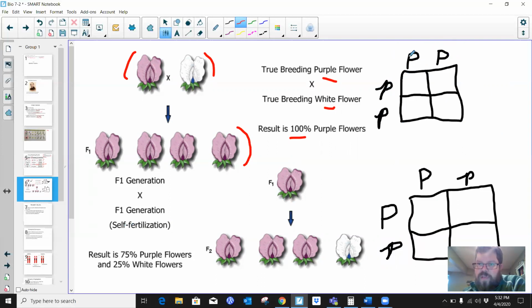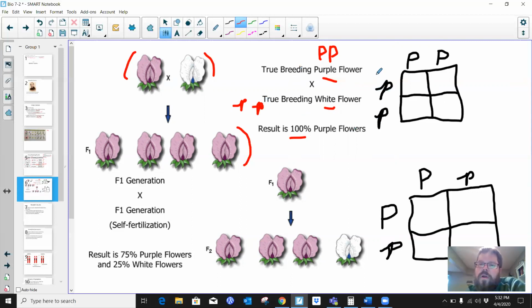So a true breeding purple flower, purple is the dominant form of the allele. We use a nice big capital P. A true breeding purple flower, these are diploid cells, so they have two copies of the allele. So its genotype would be capital P, capital P. A true breeding white flower, being a diploid cell, has two copies of the recessive allele. So that's the lowercase p, little p, little p. I struggle writing sometimes with my mouse.